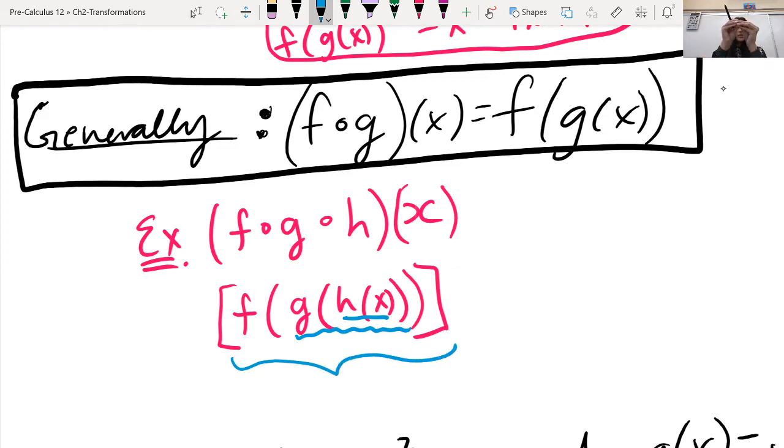So start with the inside and work your way out, and that's what's going to make this nice and easy to work with. It takes something that appears complicated and confusing, and it breaks it down into smaller steps so it's no longer confusing for you.